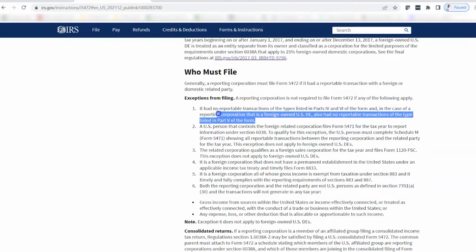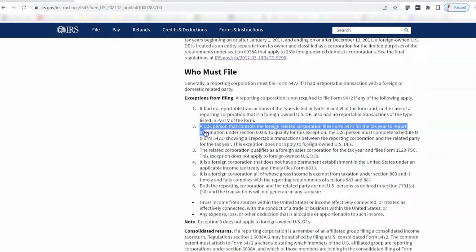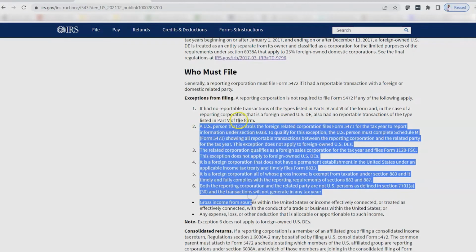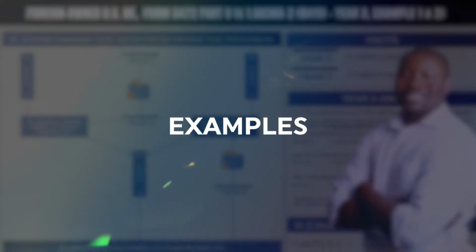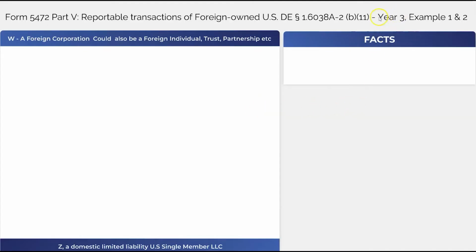As you can see, we focused on the first exception because the rest of the exceptions here generally do not apply to a U.S. single member LLC that's owned by a foreign person, so there's no need to waste time on exceptions 2 to 6. Alright, so now let's take a look at the examples and then take a look at year 3. So we're going to take a look at year 3, example 1 and 2.